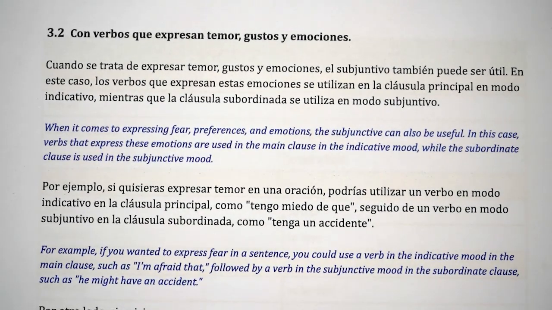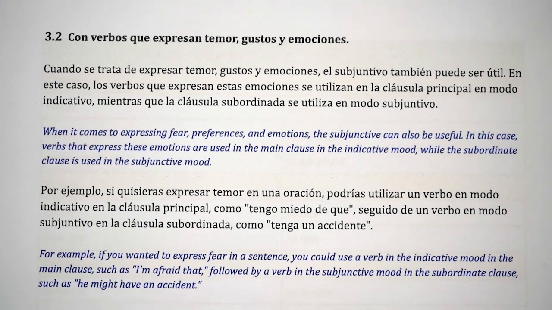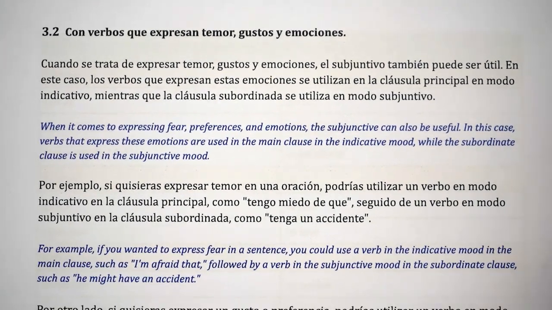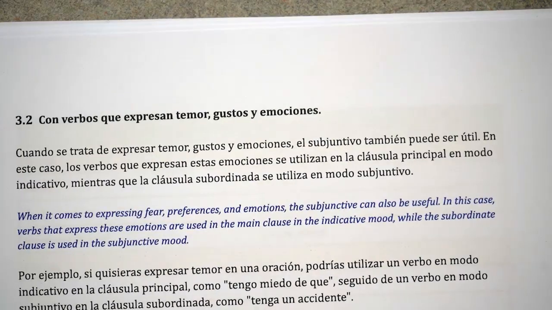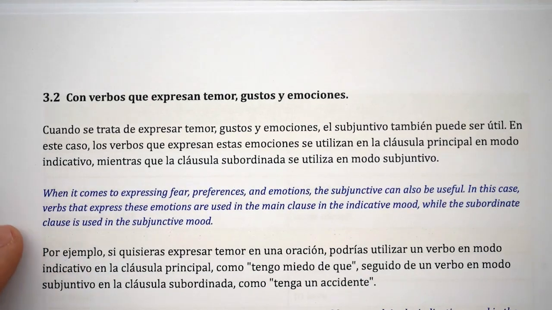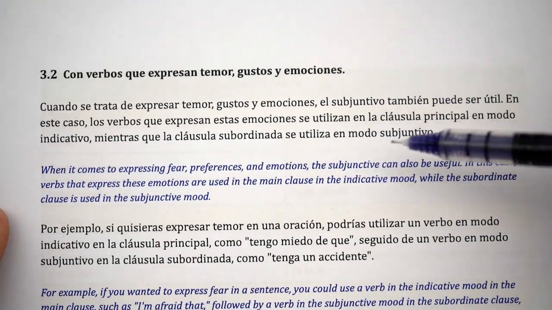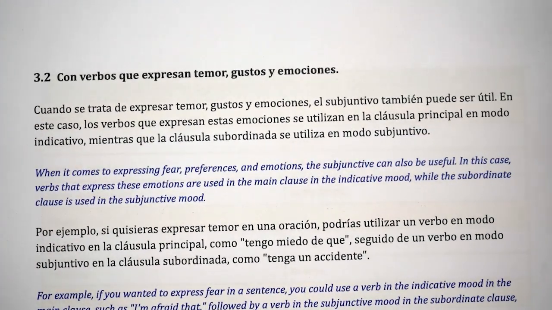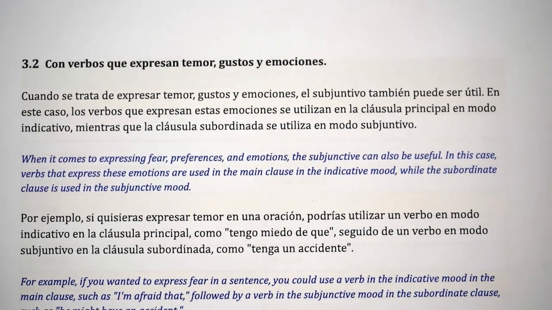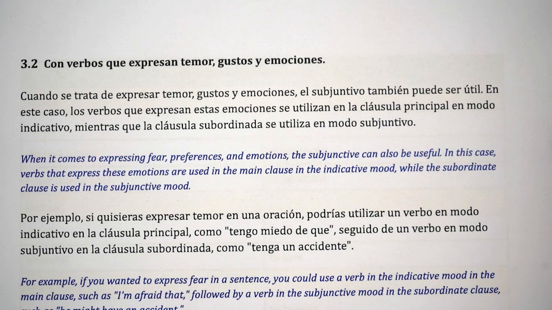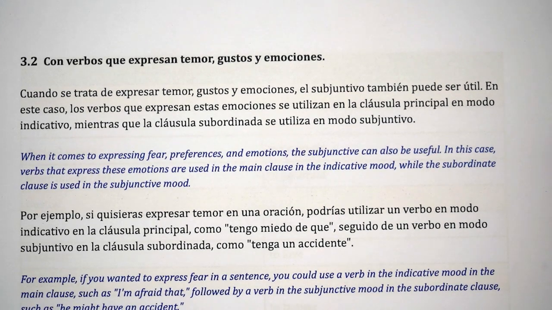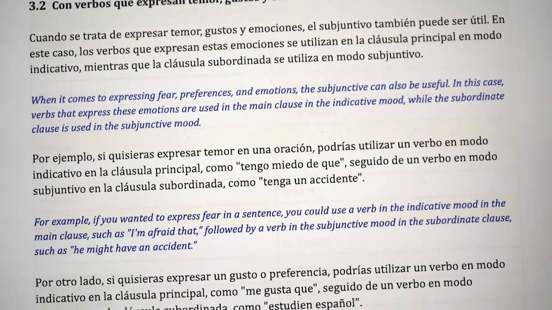In today's video we keep studying the subjunctive in subordinated sentences. Today we are going to the second one, which is verbs that express fear, likes and emotions. When it comes to expressing fear, preferences and emotions, the subjunctive can also be useful. In this case, verbs that express these emotions are used in the main clause in the indicative mood, while the subordinate clause is used in the subjunctive mood. Same thing that we did in the last video.